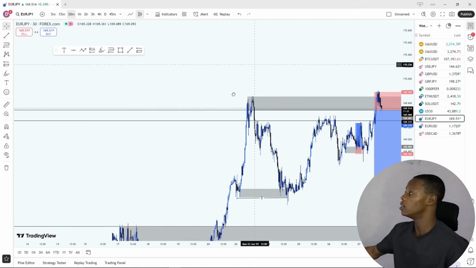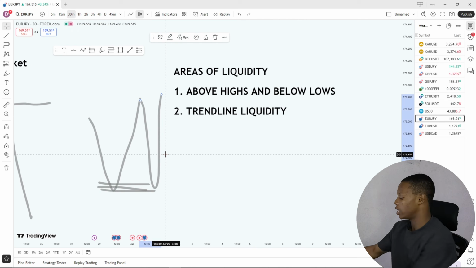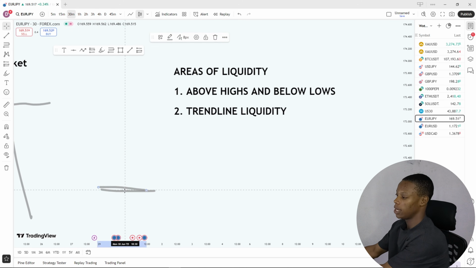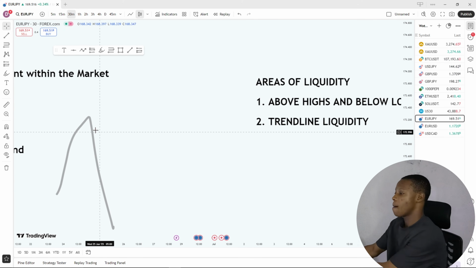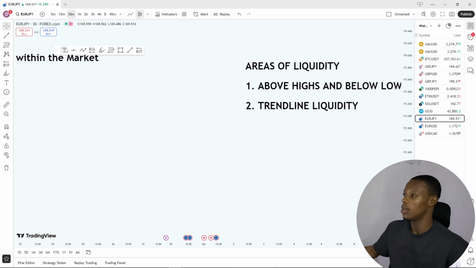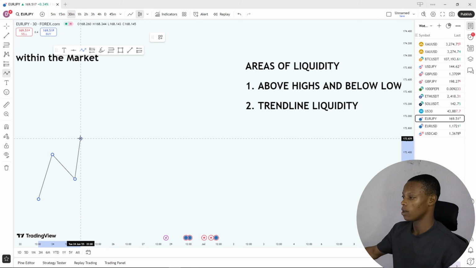which is where we take the trade from. So generally, the second area of liquidity is the trendline liquidity. In this case, trendline liquidity has the most liquidity, right? And this is what the price always does. So you should write it down: trendline liquidity has the most liquidity, and in this case, the market is bullish, creating higher highs and higher lows.